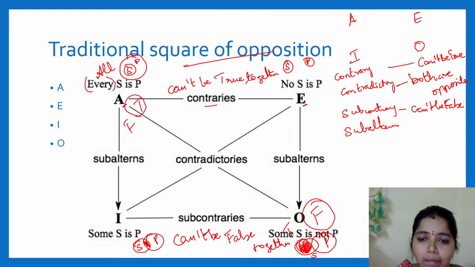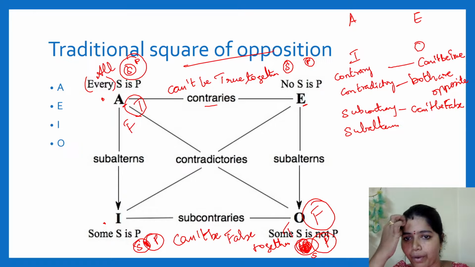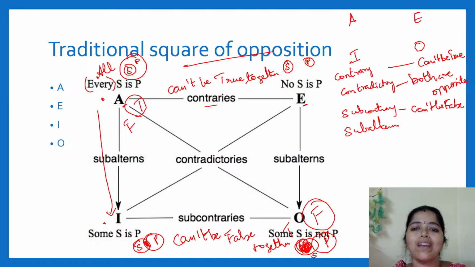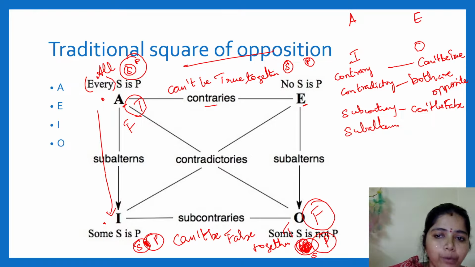Next comes subaltern. What do you mean by subaltern? When I come from this point to this point, I will say it is true. Why? I am telling all politicians are liars, and I am telling some politicians are liars. Yes, there are some cases, so I can accept. But when I come from the bottom to up, I am telling some politicians are liars, and then here I am telling all politicians are liars. Can this be true? From bottom to up it cannot be true, but from top to bottom it can be true.